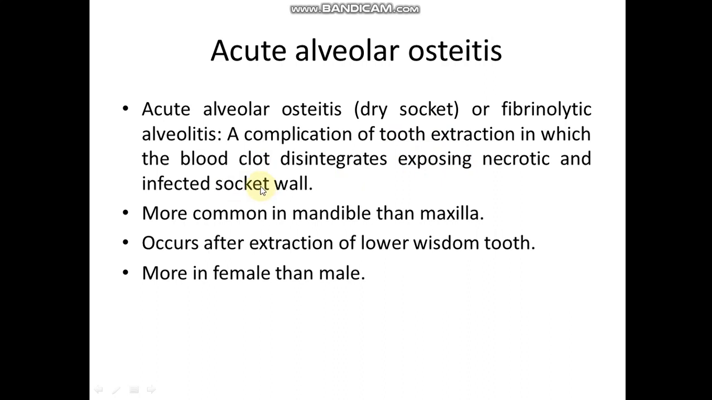It usually occurs in the age group between 20 and 40 years old, and is more common in the mandible than the maxilla, and this may be attributed to the type of bone. It usually occurs after extraction of the lower wisdom tooth, and is more commonly seen in females than males, and this may be attributed to hormonal differences.